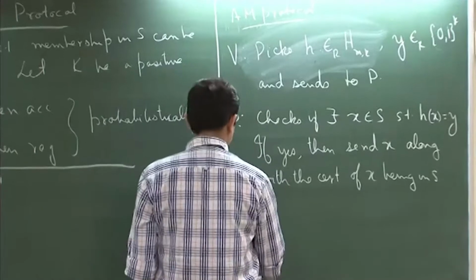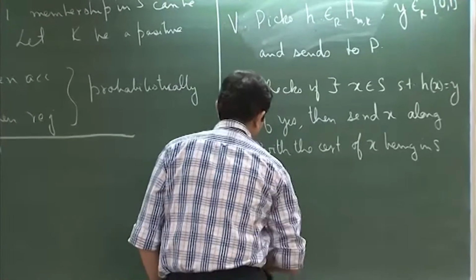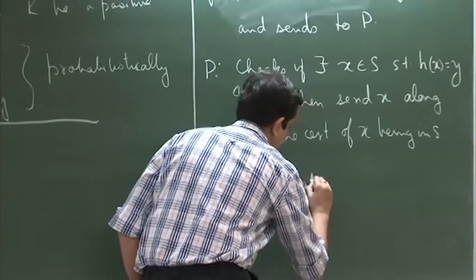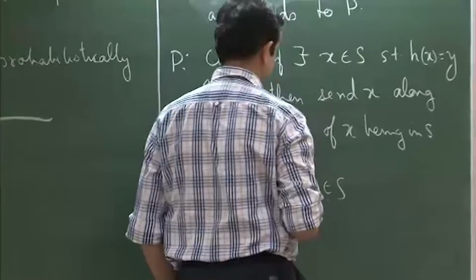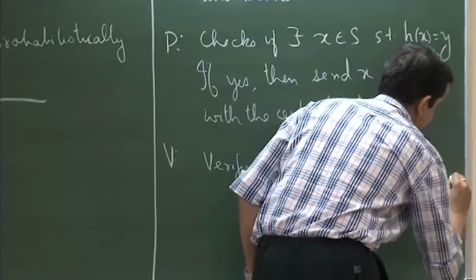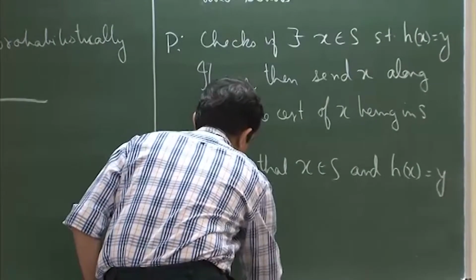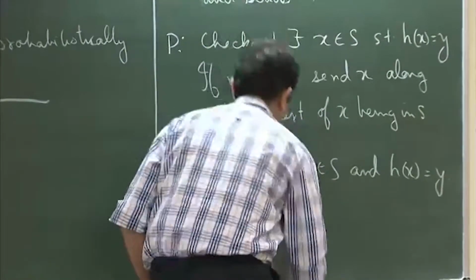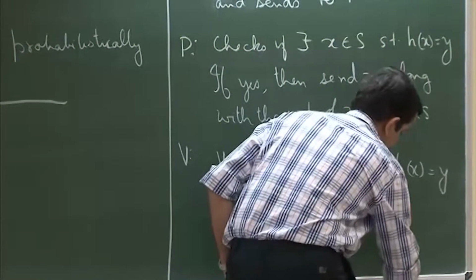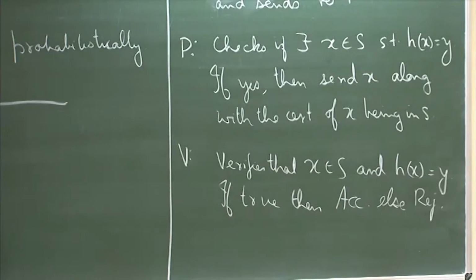Now, the verifier verifies whether what the prover is saying is true or not. It verifies that x actually belongs to S and h of x is equal to y. If both the conditions are true, then accept, else reject. So, let us see why this works.